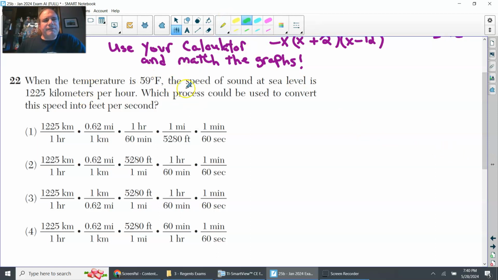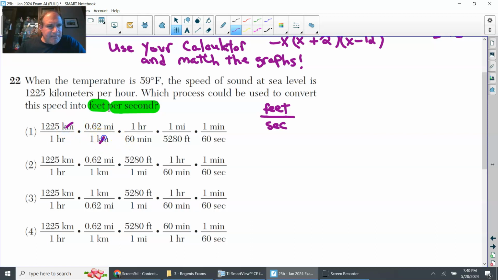All right, when the temperature is 59 degrees, the speed of sound at sea level is 1,225 kilometers per hour. Which process can be used to convert this speed into feet per second? That's the information that you need. So I'm going to put that here. Feet over seconds. Okay, so we're going to cross cancel the units.